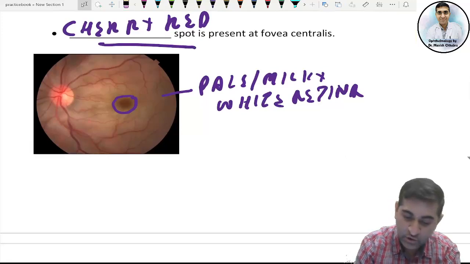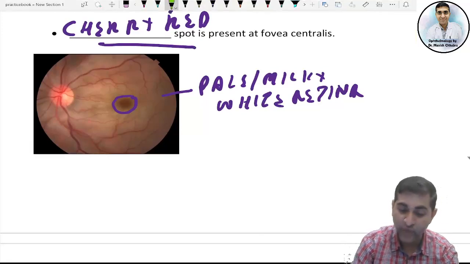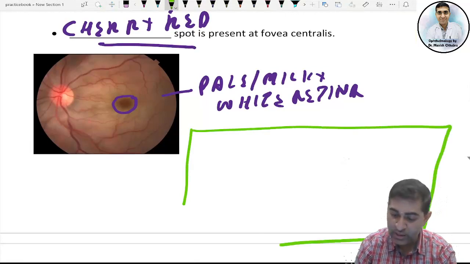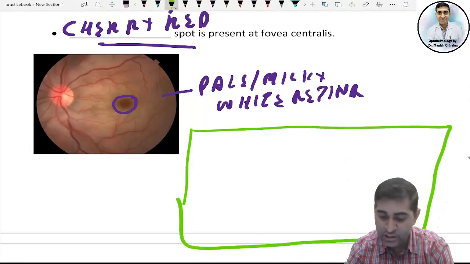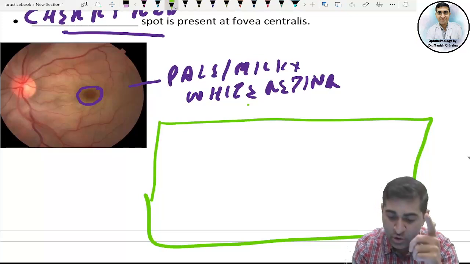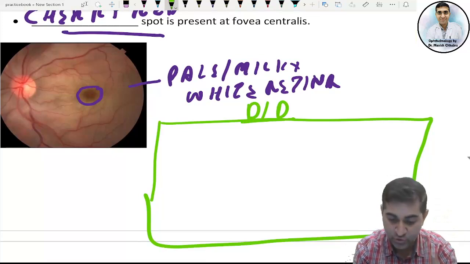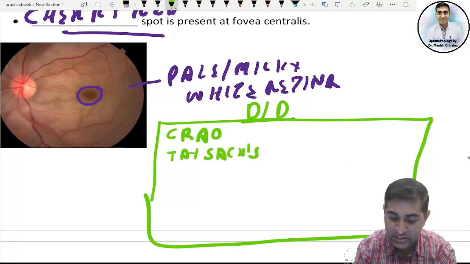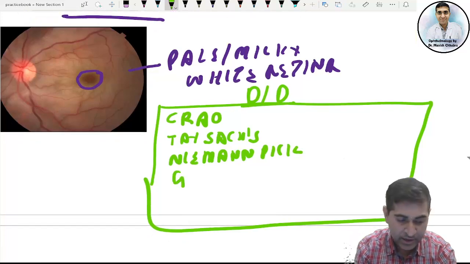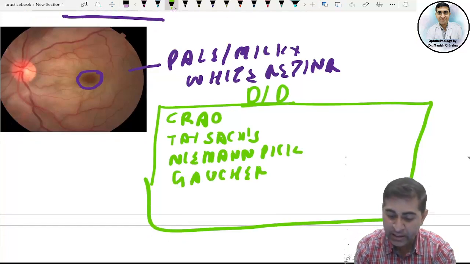Now since we are talking of cherry red spot, I want to cover one important PYQ. Yes, and it was asked in your FMG examination as well. So what are the causes of cherry red spot? I am going to tell you the differential diagnosis of cherry red spot. So first, we have already done CRAO. Then we have Tay-Sachs disease. Then we have Niemann-Pick disease. Yes, Niemann-Pick disease. Then Gaucher disease and GM1 gangliosidosis.